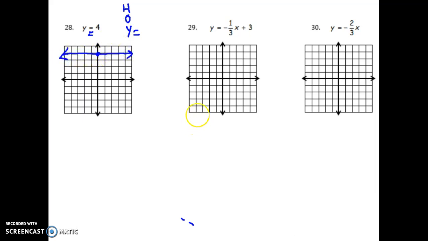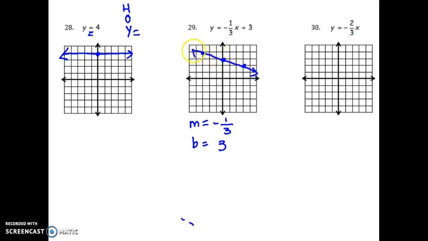Number 29, oh, yay, we're already in slope-intercept form. So our slope is negative 1/3. Our y-intercept is at 3. To graph it, I start at 3, 1, 2, 3. And I'm going to go slope of negative 1/3. So I'm going to go down 1 to the right 3, or I'm going to go up 1 to the left 3. Okay, and I graph my line.